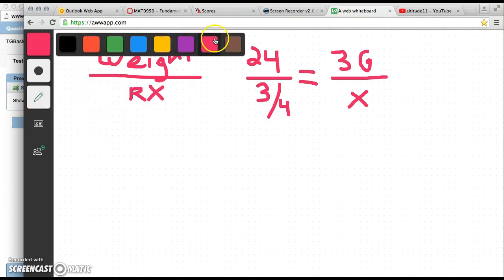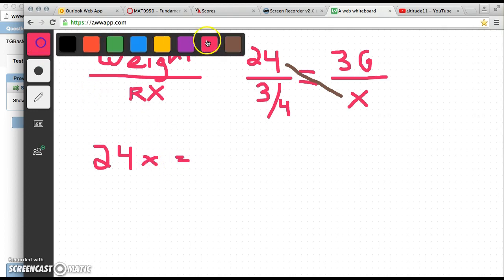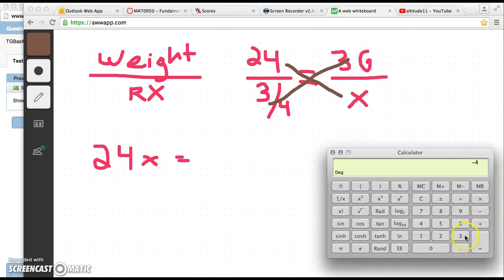And we do this by first, remember, cross multiplying. To solve a proportion, you want to cross multiply. So take 24 times X, and that gives us 24X is equal to, and now we will multiply on the other diagonal as well, 3/4 times 36. Let's use our calculator. So we want to take 3/4, which is 0.75, and we want to multiply that by 36. Times 36 is 27.